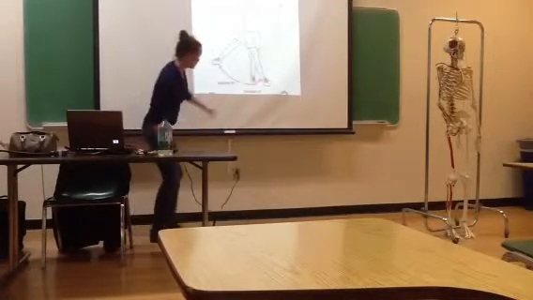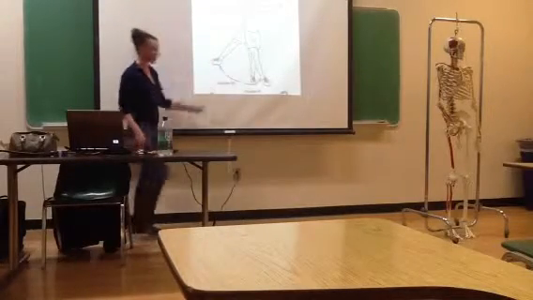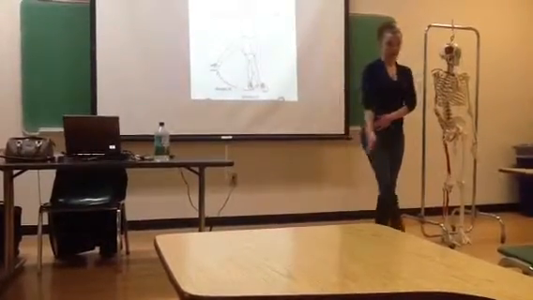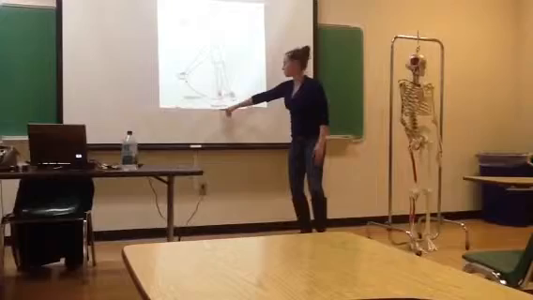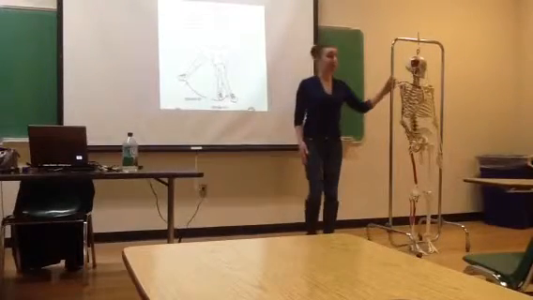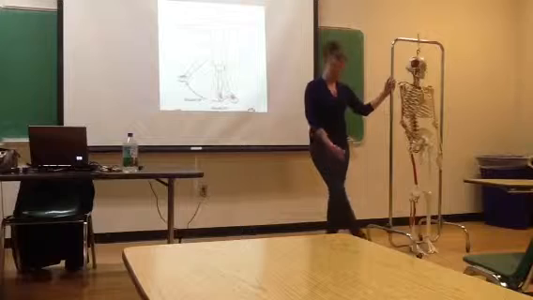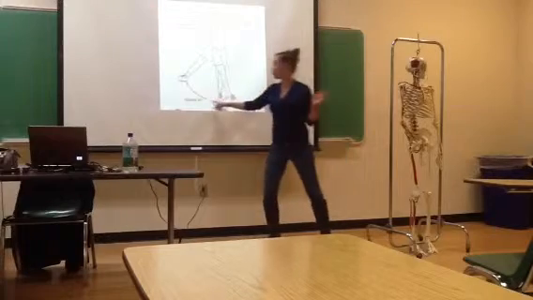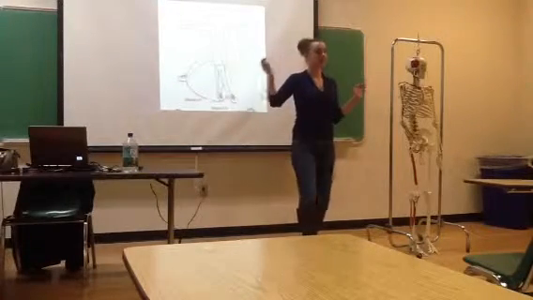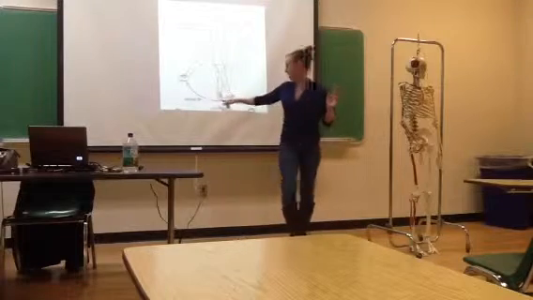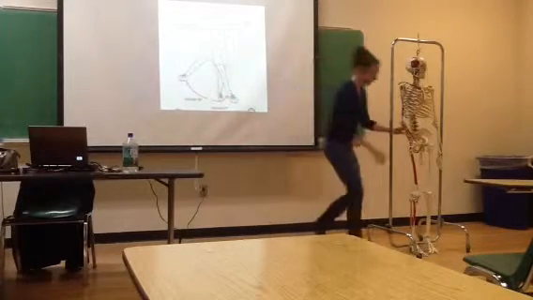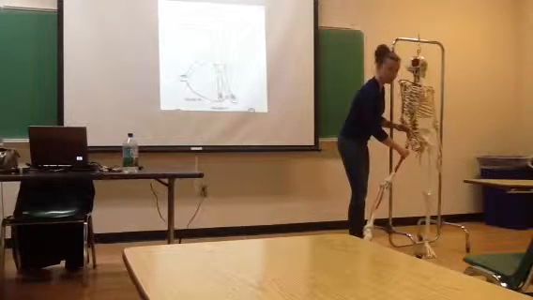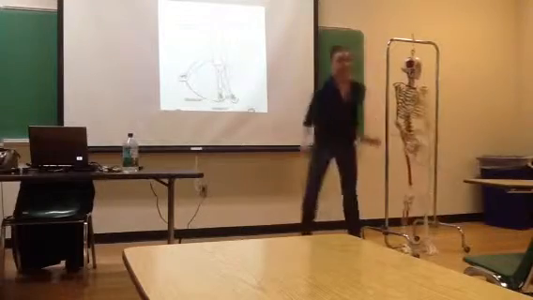Abduction and adduction. Abduction goes out to the side. Adduction is coming in, crossing over. We get about 20 degrees of adduction from the midline. So from here, you can get about 20 degrees this way. And then from here, we get about 30 degrees this way before the pelvic girdle has to kick in and help us. So this is looking at how many degrees we get just within the hip, without the pelvic girdle moving. We get about 30, we get about 20.